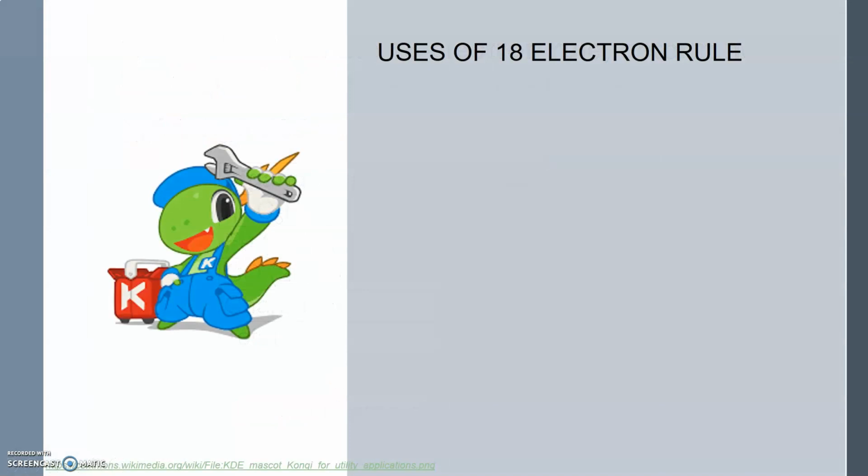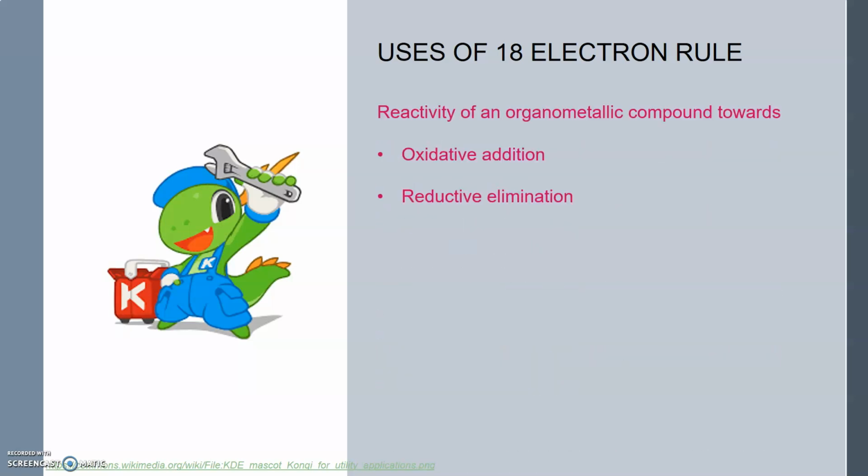Now, what are the uses of this 18 electron rule? So far, we have solved the problems. In all those problems, some complexes are given, and you were asked to check whether it obeys the rule or whether it is stable or something like that, right? So now, where is it actually used? Let us check.